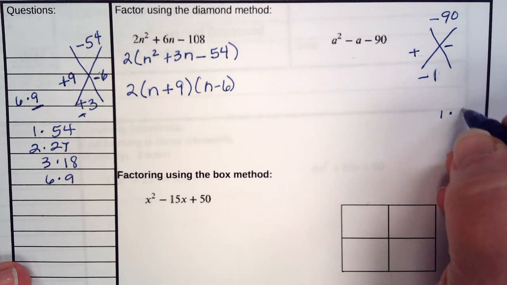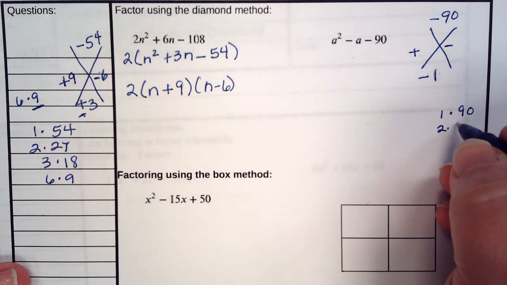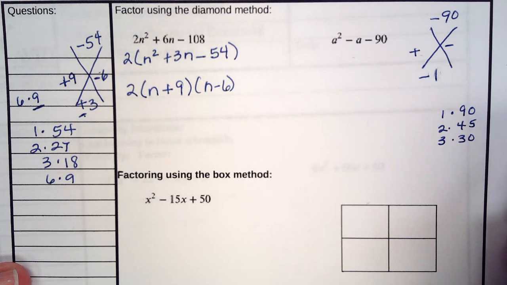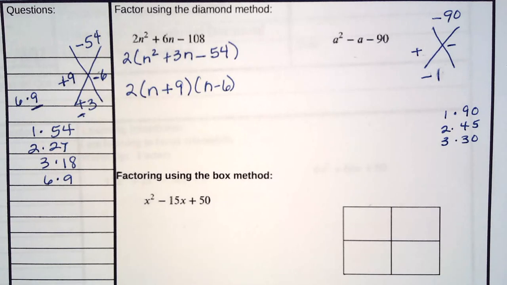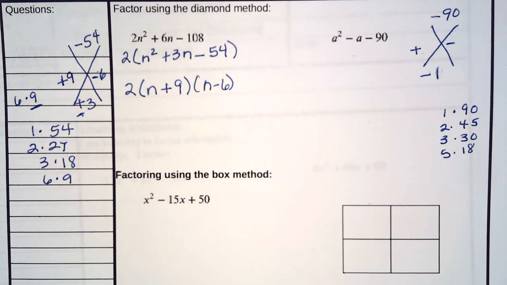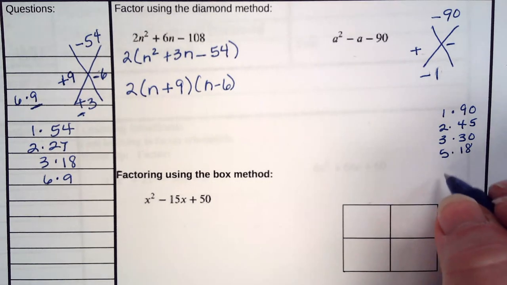I can do 1 times 90. They don't differ by 1. 2 times 45. They don't differ by 1. 3 times 30. Once again, that doesn't differ by 1. What about 5? 5 times 18. Does 4 go in evenly? I forgot to check that one. Nope. So what about 6? Does 6 go in evenly? Goes in 15 times, 6 and 15.